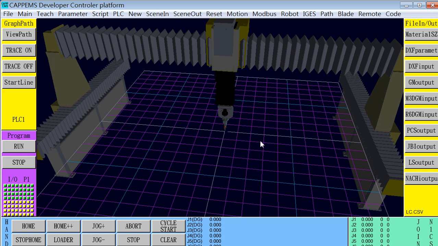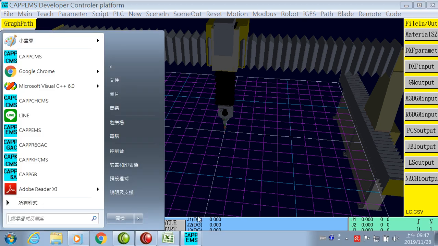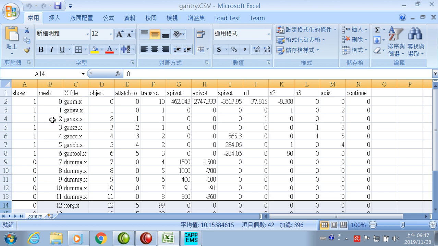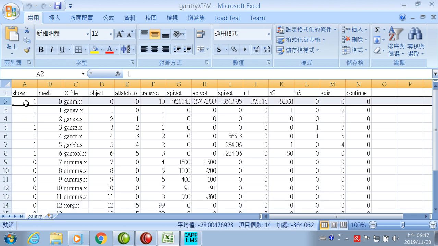The scene CSV of a 5-axis gantry. Let's see the CSV scene file. The GANM.X is the foundation X file.